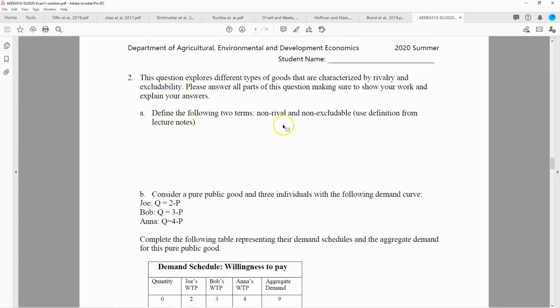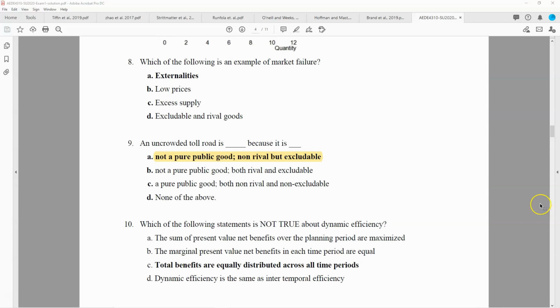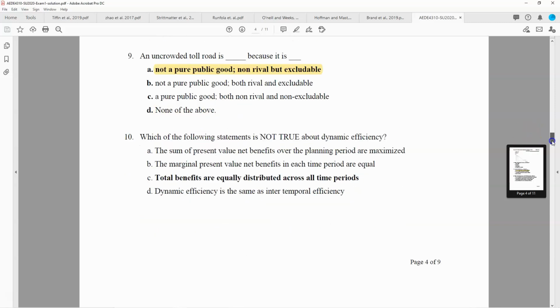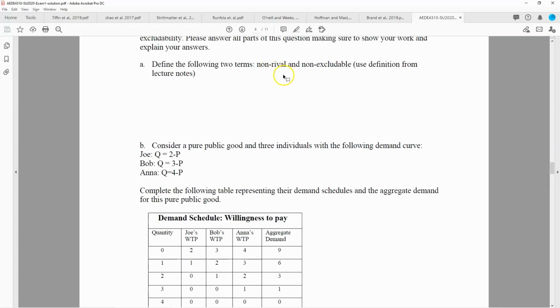And question 2, first we need to define non-rival and non-excludable. Non-excludable means we cannot exclude those who fail to pay from using the good. And remember this question, a toll road is an excludable good, because if you fail to pay for the toll road, you cannot use it. And non-rival means the consumption of one individual does not reduce the amount of the good available to others. And go back to our question 9, the example of the uncrowded toll road: because the toll road is uncrowded, my consumption of the toll road would not reduce the amount available for you to consume.